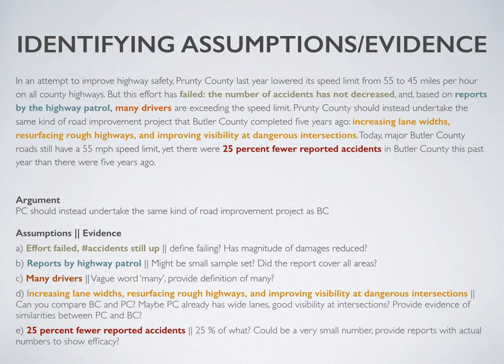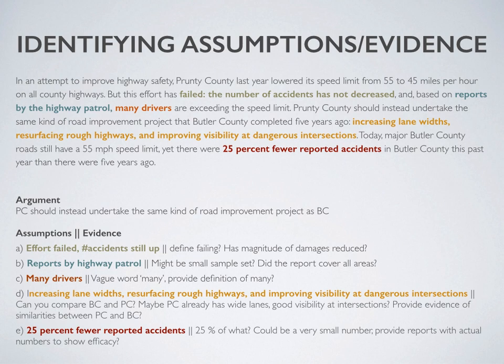Are the geographies of Prunty County and Butler County the same? Are the lane widths in Prunty County actually smaller, or are they already bigger than Butler County? What about the visibility conditions at dangerous intersections in both counties? There needs to be some kind of evidence stating the fact that both these counties can be compared.